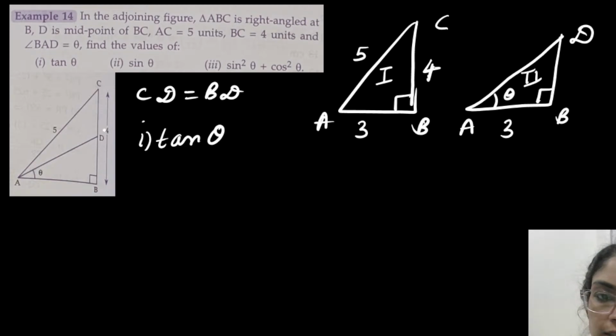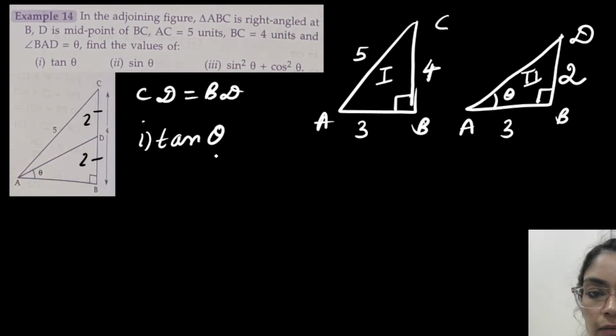We know D is the midpoint. If D is the midpoint, that means this is equal to this. If the total is 4, this will also be equal to 2, and this will also be equal to 2. Is this clear? So what is the value of DB? DB's value is equal to 2.